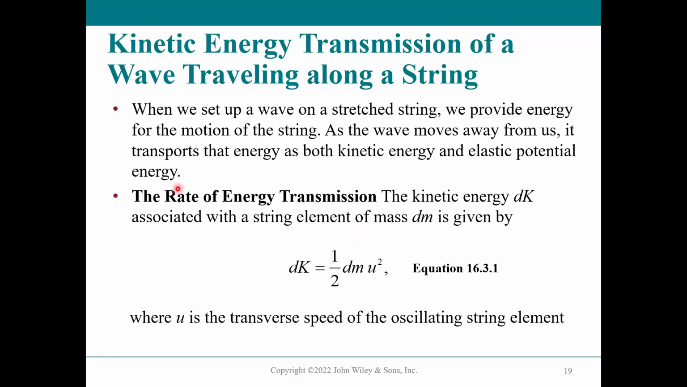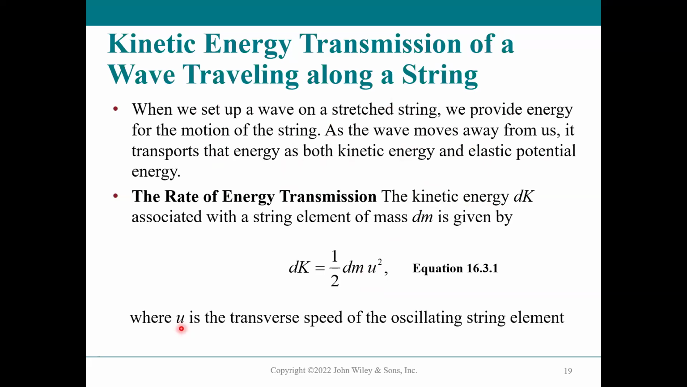So the rate of energy transmission, the kinetic energy dK associated with the string element of mass dm, is half dm u squared. u is the velocity, right? So when we set up a wave on a stretched string, we provide energy for the motion of the string. As the wave moves away from us, it transports that energy as both kinetic energy and elastic potential energy.